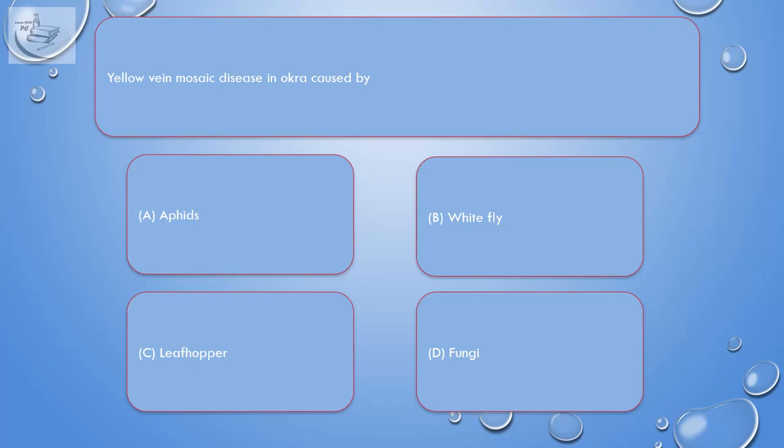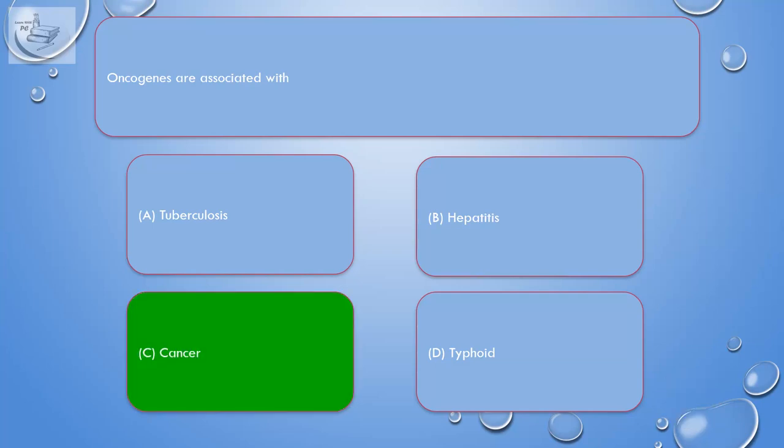Question: yellow vein mosaic disease in okra caused by A. Aphids. B. Whitefly. C. Leafhopper. D. Fungi. Correct answer is B. Whitefly. Question: oncogenes are associated with A. Tuberculosis. B. Hepatitis. C. Cancer. D. Typhoid. Correct answer is C. Cancer.